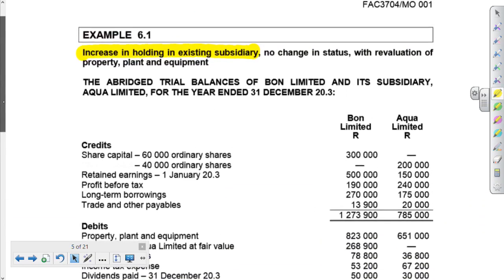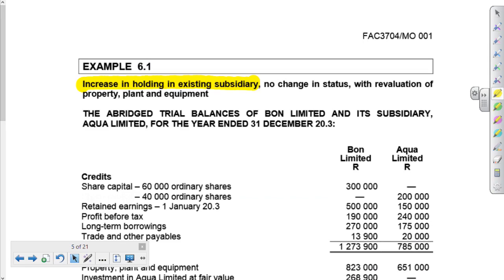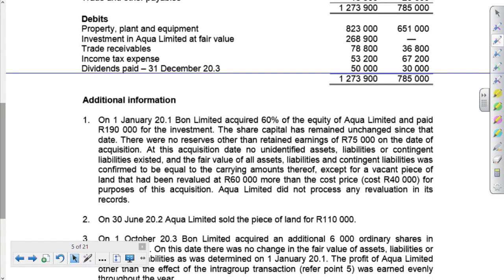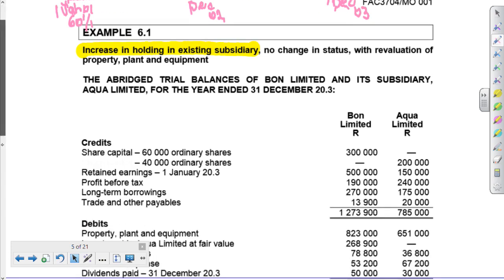So our year end, first of all, is December 03. If I start off at the top here with a little timeline, I have December 03 at the end here, which is year end. I have December 02 somewhere here, which is the beginning of year. And then if I look at the story, I'll be able to pick up the rest. So it says 1 Jan 01, we acquired 60%. So 1 Jan 01 is over here, and I bought 60% at that date. So that's my timeline so far.